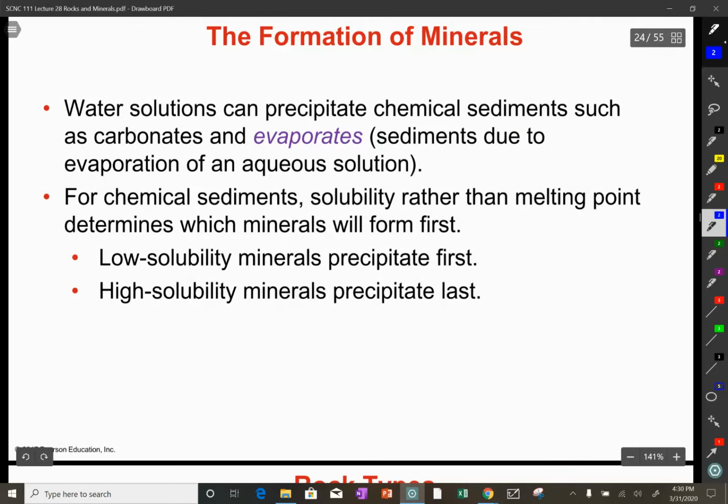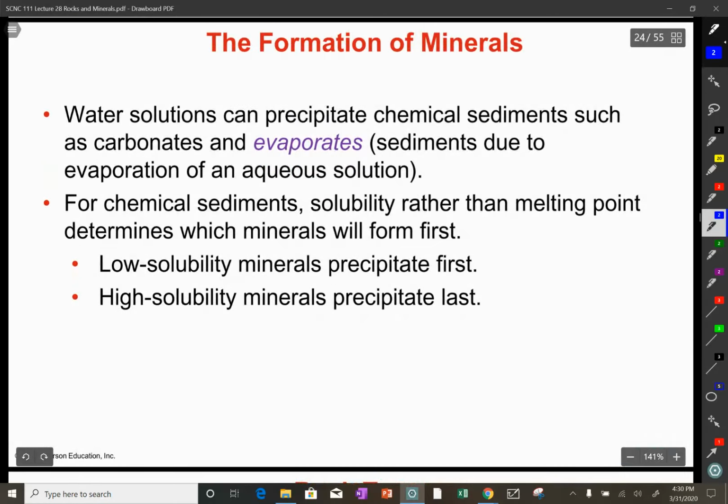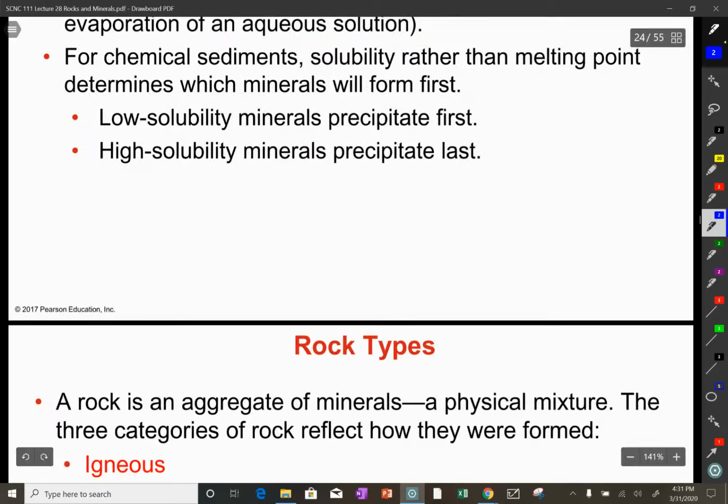Evaporites, I've talked about that enough. Low solubility minerals are not very soluble, so they will precipitate first. So if I have water that has different types of minerals in it, the things with low solubility will precipitate first, form rock first, and then things that have a higher solubility will be later to precipitate.